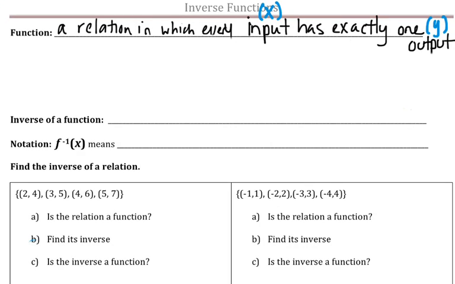A function is a relation in which every input has exactly one output. Normally when we talk about inputs and outputs, we're talking about x's and y's. But it doesn't have to be x's and y's. If you go to a soda machine and you press a button, that's an input. The output is the soda you get out.